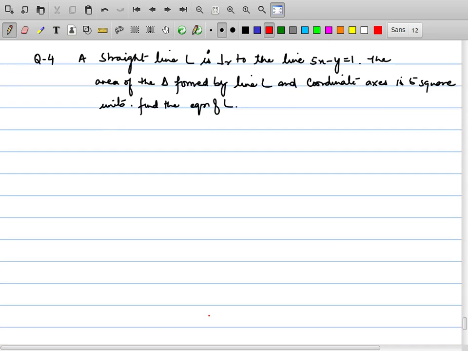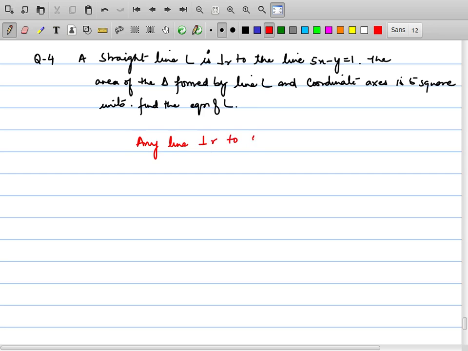A straight line L is perpendicular to the line 5x minus y is equal to 1. The area of the triangle formed by the line L and the coordinate axes is 5 square units. Find the equation of L. Now, this is some line. Our line is perpendicular to this line.